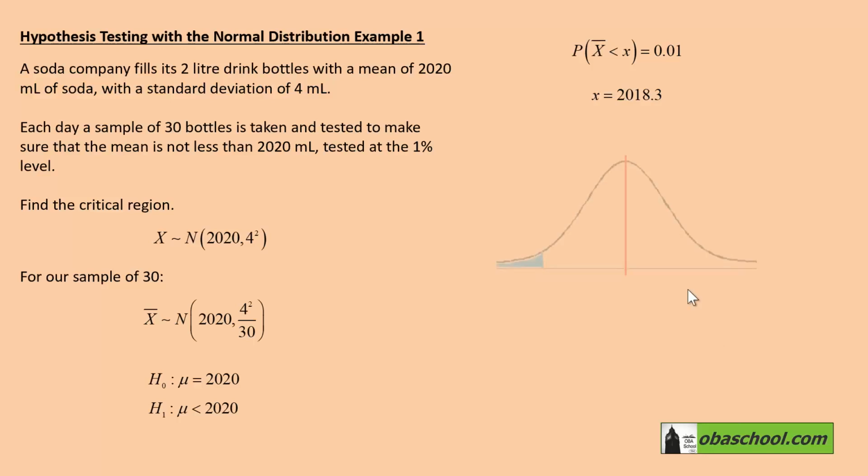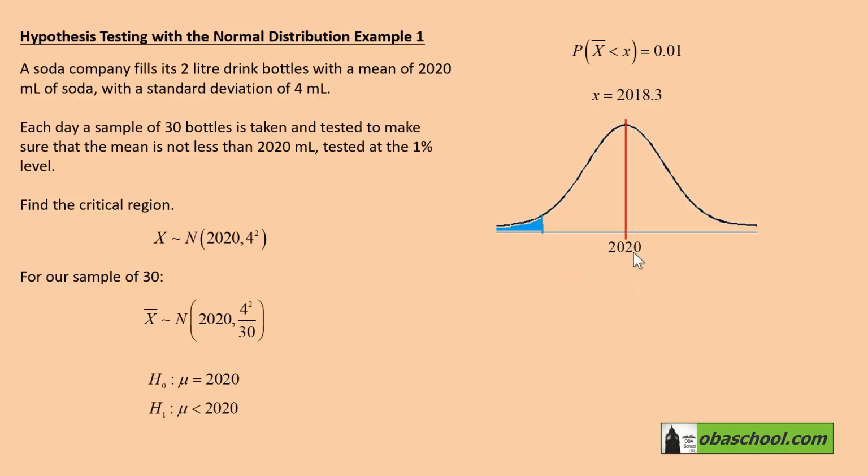And if we just look at this on a normal distribution, here's our critical region here. The mean's 2020 and our critical value is 2018.3. So anything from there downwards would be in the critical region.